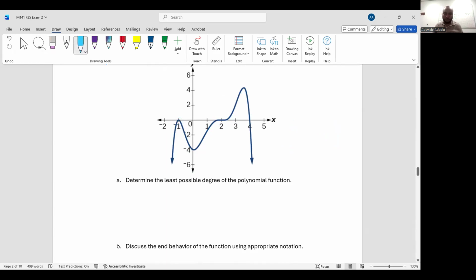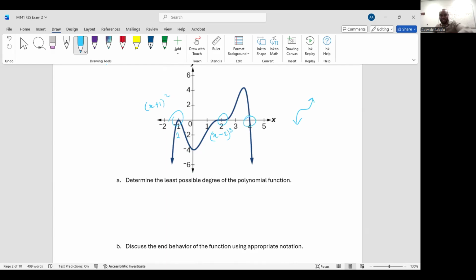Okay. But what can I do? Well, there is another thing you have learned. Look at this intercept. Can you think about the multiplicity? It touches the x-axis and bounces off. It feels like I'm going to have 2 there. It is degree 2. So I have something like x plus 1 raised to power 2. What about here? It behaves like this. That is cubic. So it feels like I will have x minus 2. The 0 there is 2. So x minus 2 raised to power 3.